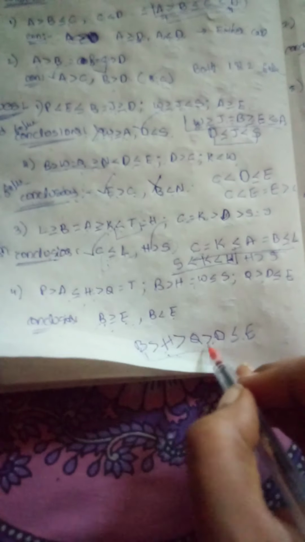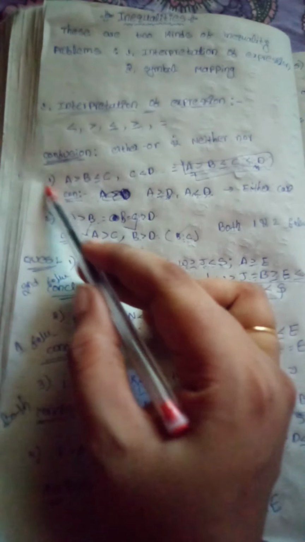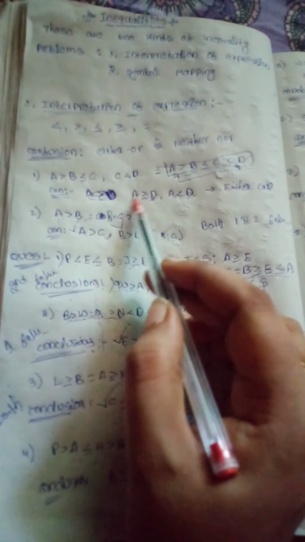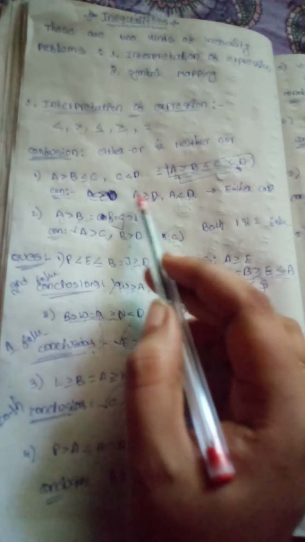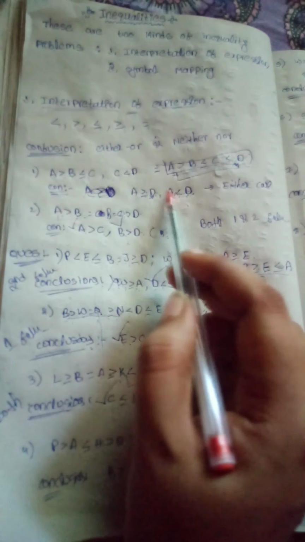That means in this case we already see the confusion part. That means in the first case, if the conclusions contain A greater than or equal to D and A less than D, we clearly say that either-or is the option.